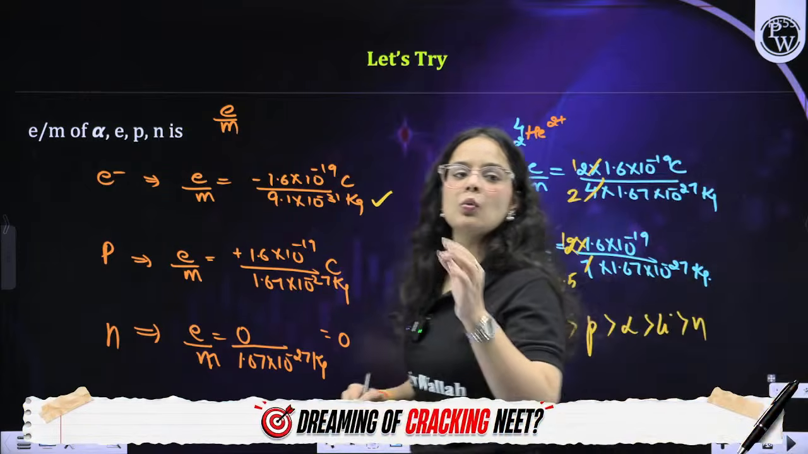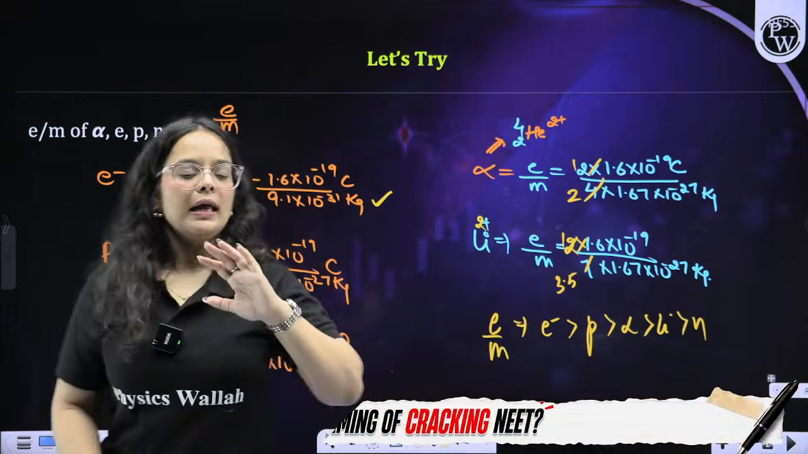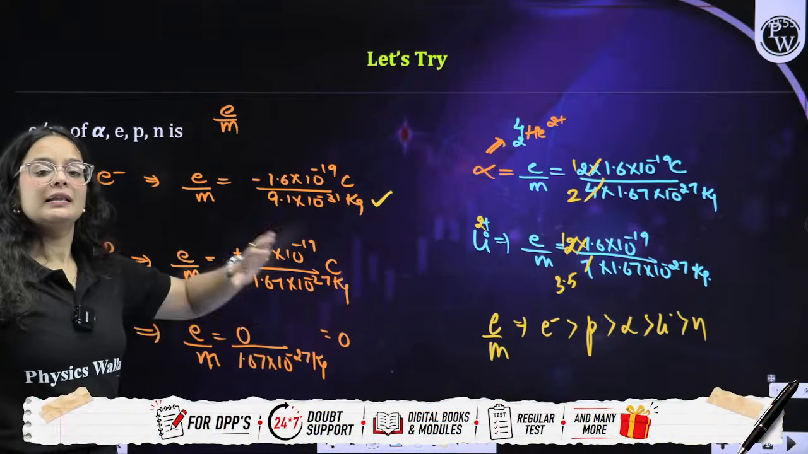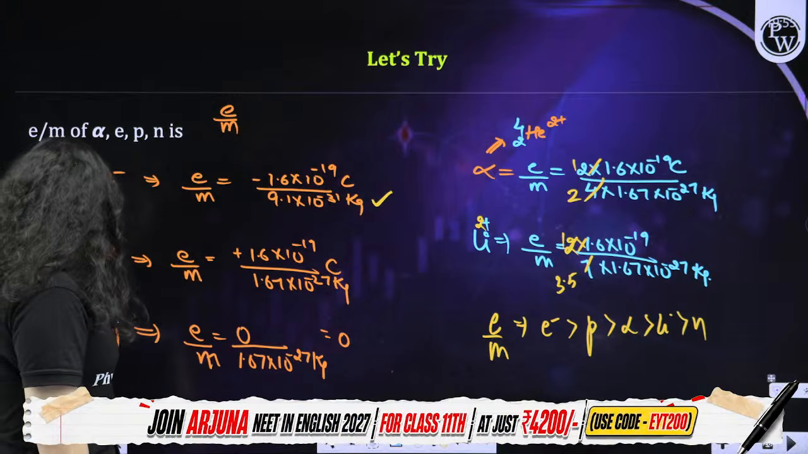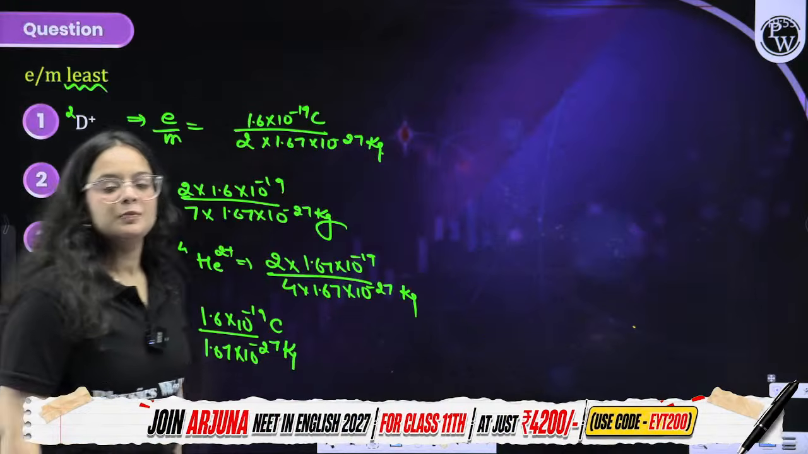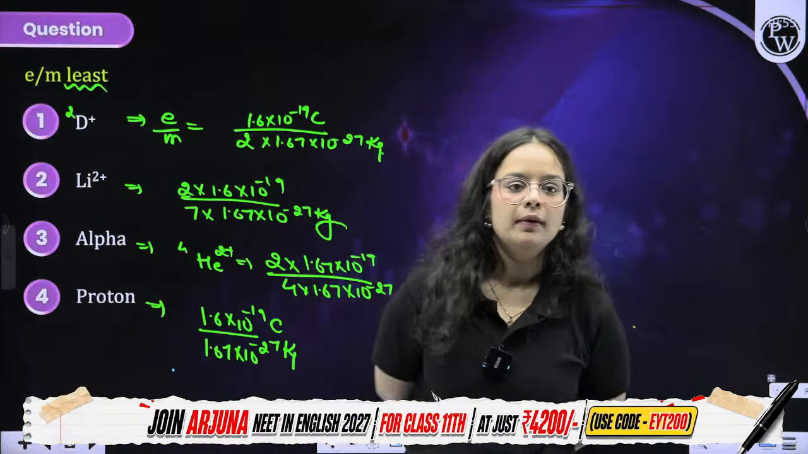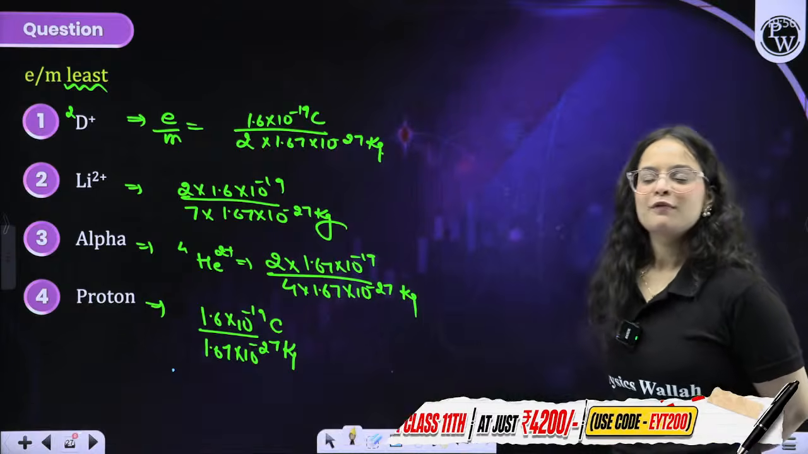So this is how we can easily answer any such questions, if they are asking about the comparison of the e by m values of different species, we can easily find them out, right? Okay, option number 4 you are all getting.